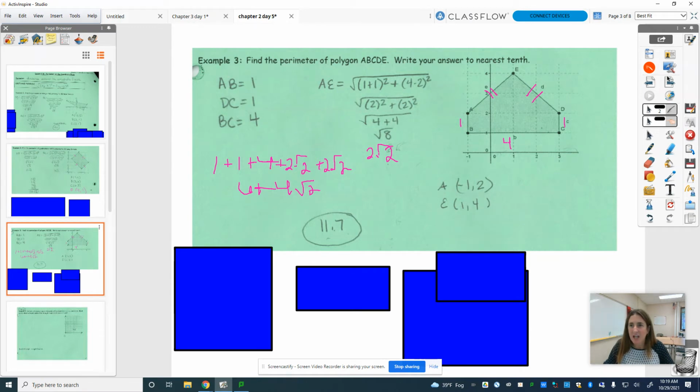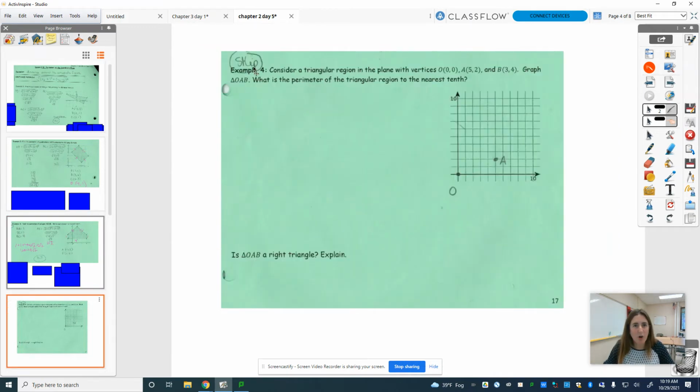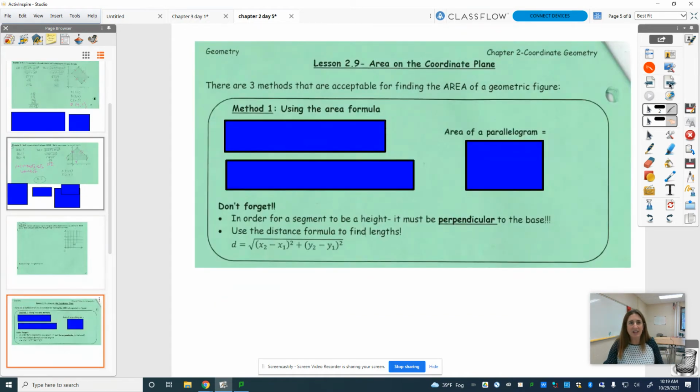Okay, that was fun. Now, this next one, who cares? We're going to skip it. Skip it. All right, ready? Moving on. Next page. Area on the coordinate plane. We just did perimeter, folks. Area is the amount of space inside the figure. All right? Perimeter was the distance around the outside.